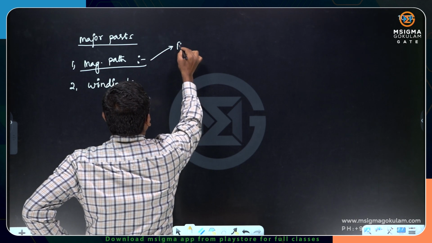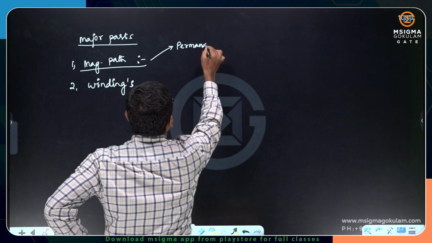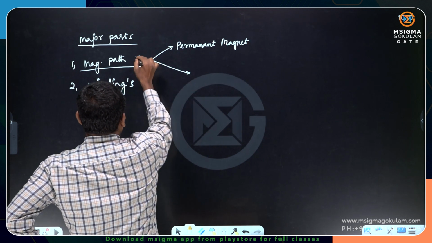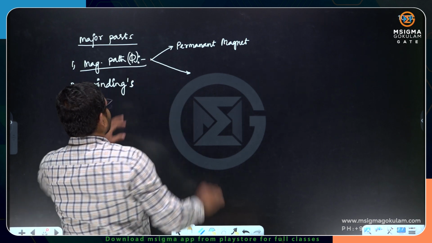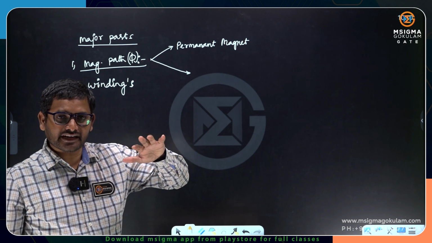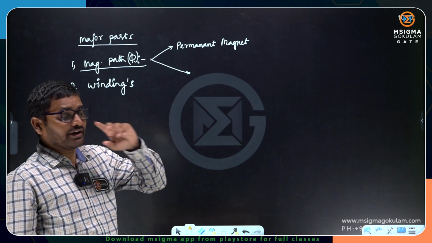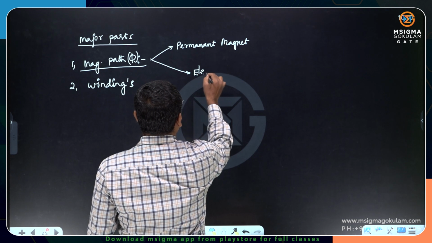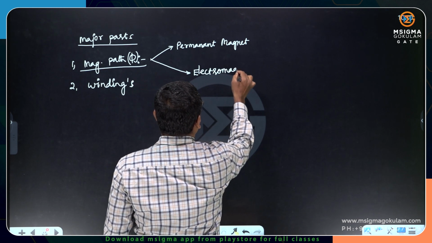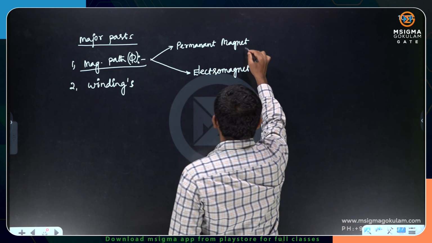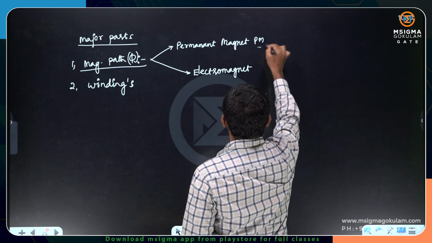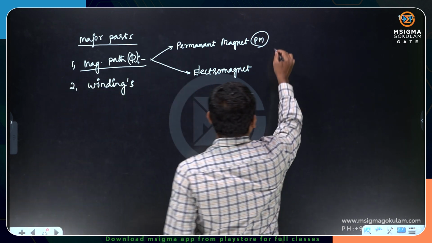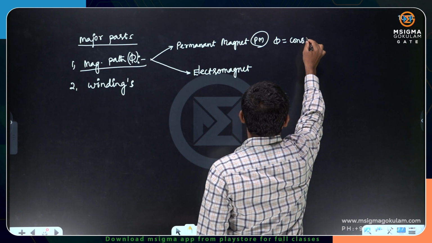One is, you can take a permanent magnet. The main intention of the magnetic path is to carry the flux lines, so why don't you take a permanent magnet directly is a question. Another one is an electromagnet. So here, if you take a permanent magnet, flux is constant, not time varying.